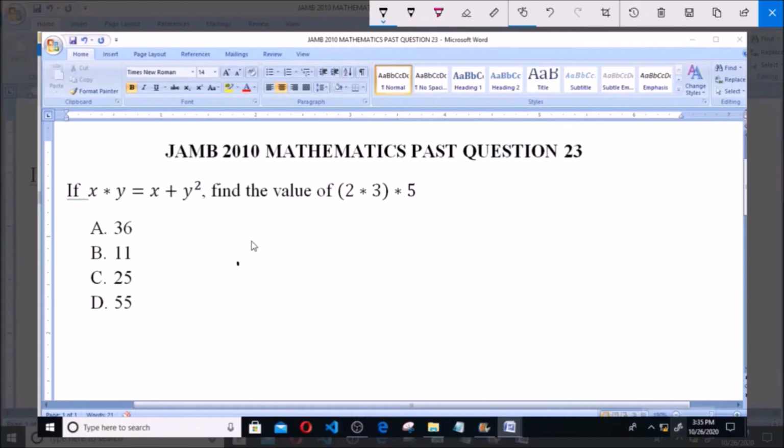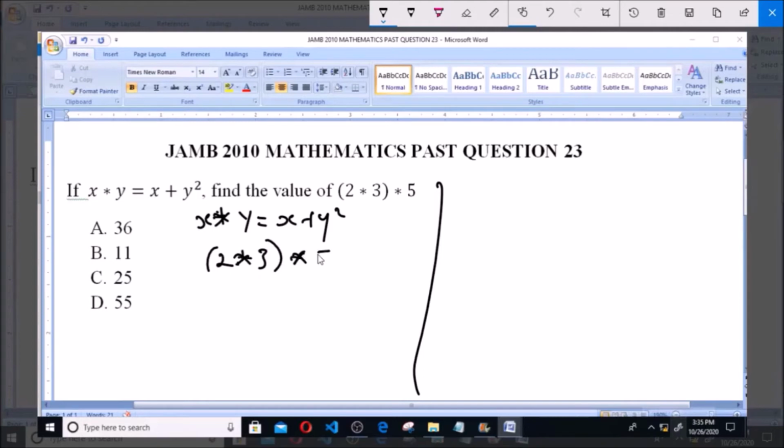Now looking at this binary function, we're given that x asterisk y is equal to x plus y square. Now we're given 2 asterisk 3 in brackets asterisk 5. But looking at this, let's pick this bracket first. In the bracket we have 2 asterisk 3, and this is equal to, from the binary function given to us, x plus y square, that's 2 plus 3 square, which is equal to 2 plus 9, which is equal to 11.